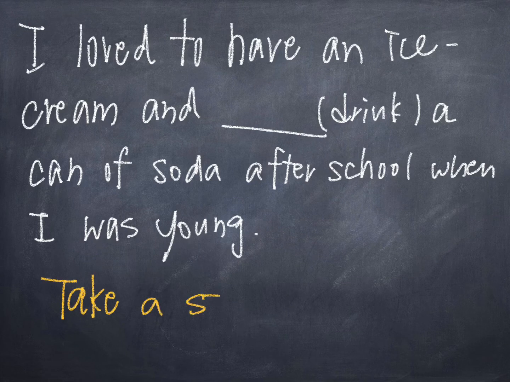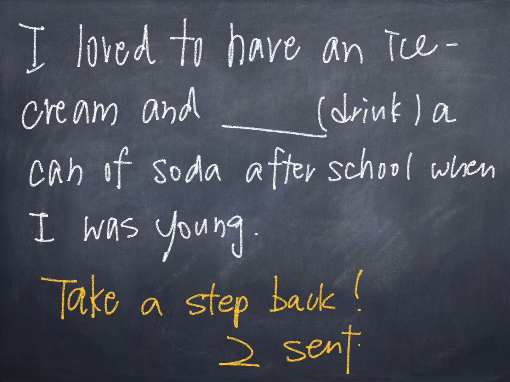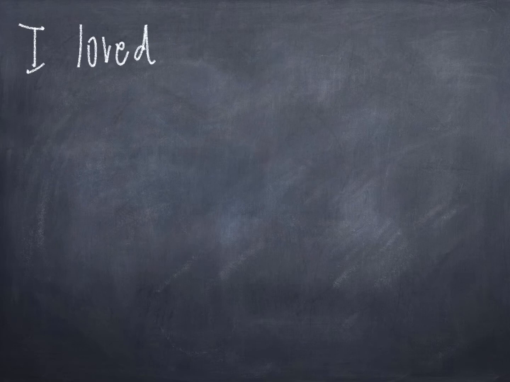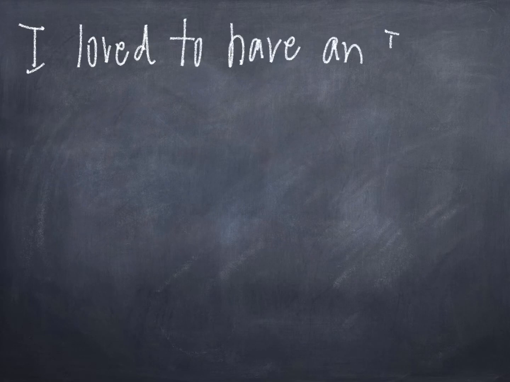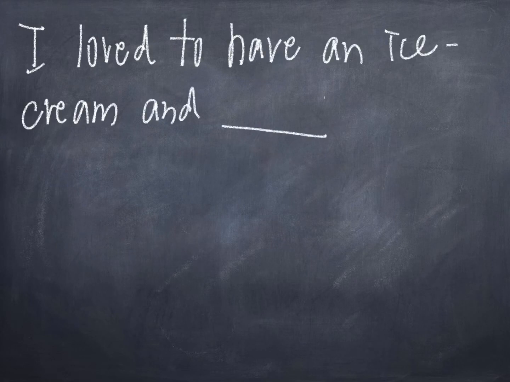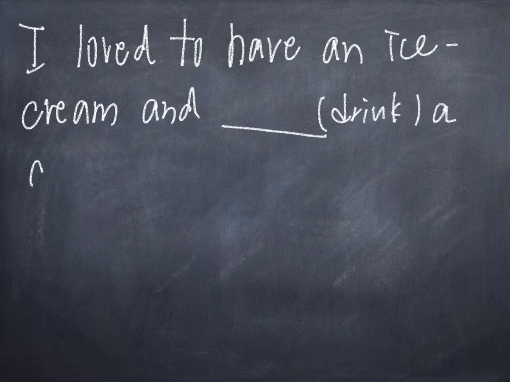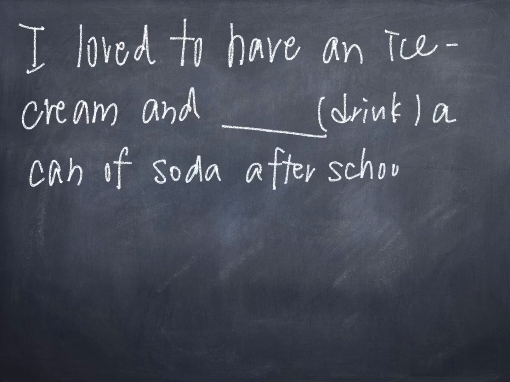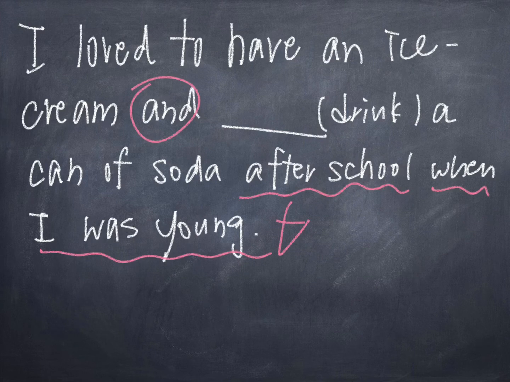If you have problems knowing what you should fill in, try to take a step back and form two sentences out of this. There are a few things you can do before you actually fill in the answer. First of all, look at the connective of the sentence. Second, look for the time indicator. The connective should be and in the sentence, and the time indicator is after school and when I was young. The word was indicates that this is something that happened in the past, and we should use past tense for the sentence.